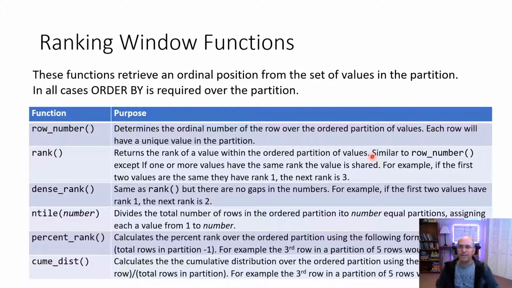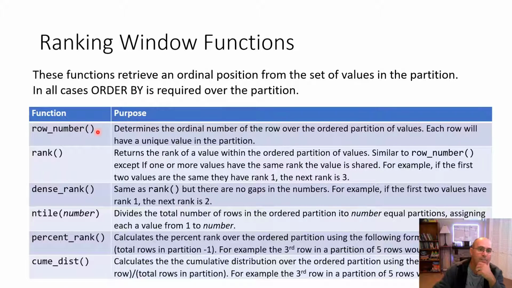All right, probably the most confusing of all the window functions are the ranking window functions. These functions will retrieve a position from the set of values. And that position, how it's displayed, depends on the ranking function itself. And in all cases, we're going to need order by because if you're going to ask for a rank, you need to make sure they're sorted, right?